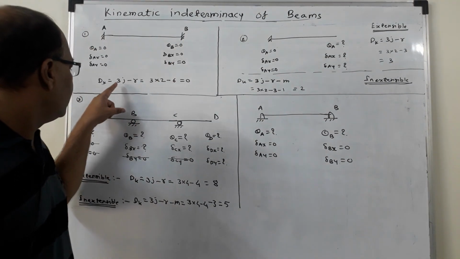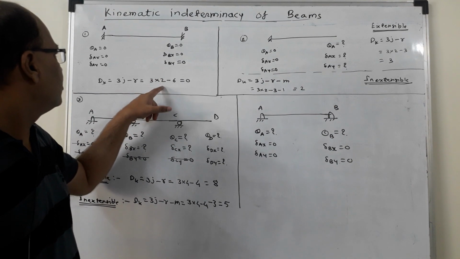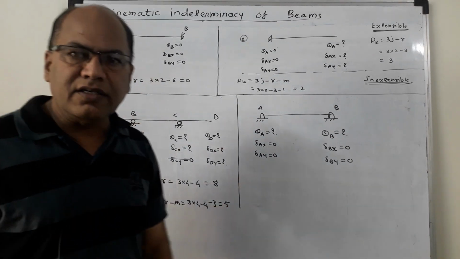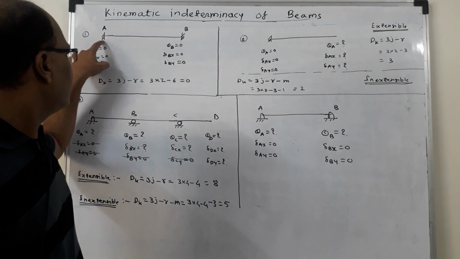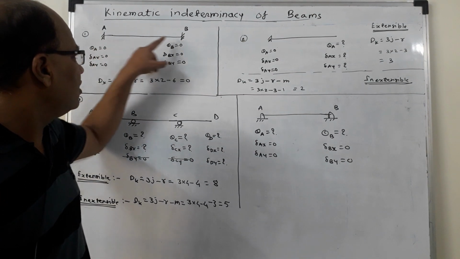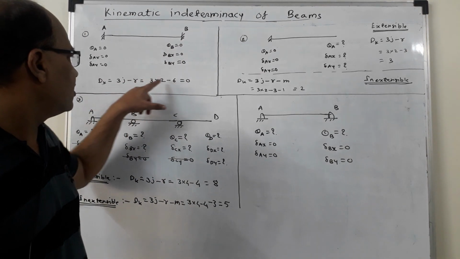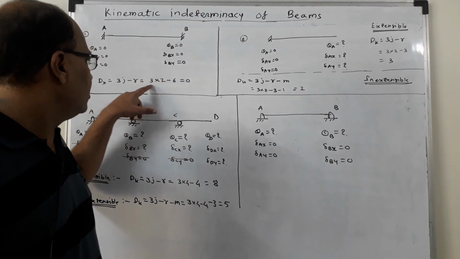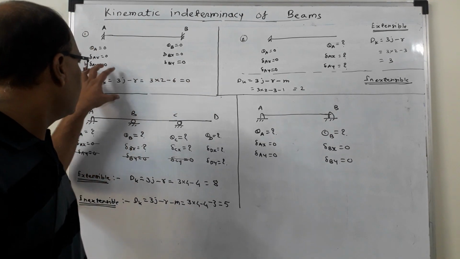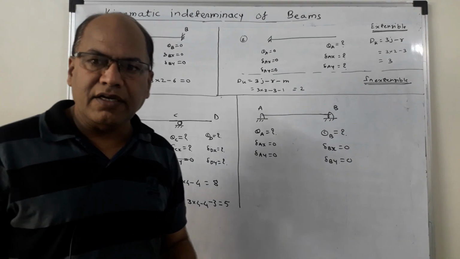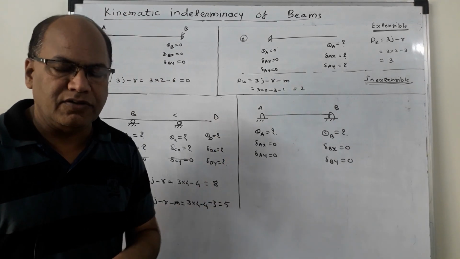So the formula tells us that 3j means 3 into 2. So 3 into 2 minus the number of reaction components. The two supports are fixed supports. So 3 reaction components at support A, 3 reaction components at support B, and that is why the number of reaction components is 6. So 3 into 2 is 6, 6 minus 6 is 0. And we can say that the degree of kinematic indeterminacy for this beam, that is the fixed beam, is 0.